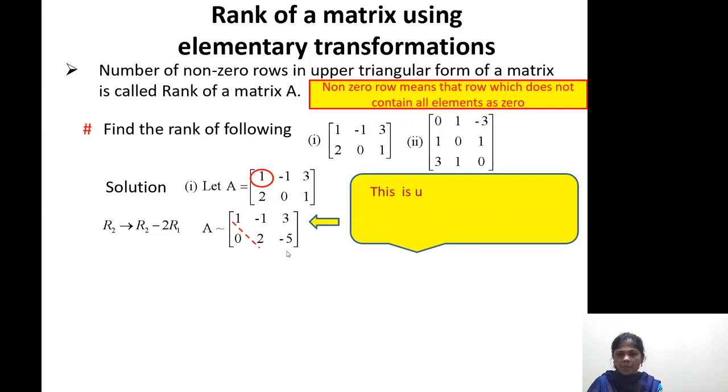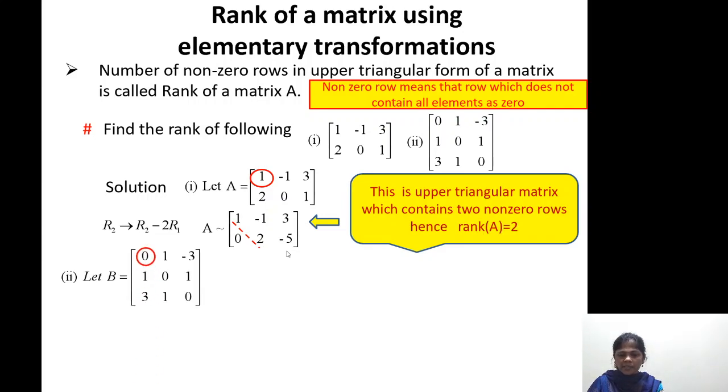Let us count the number of non-zero rows. The first row contains all non-zero elements, hence it is a non-zero row. Also the second row contains some non-zero elements, hence the number of non-zero rows is 2. Therefore, the rank of this matrix is 2.